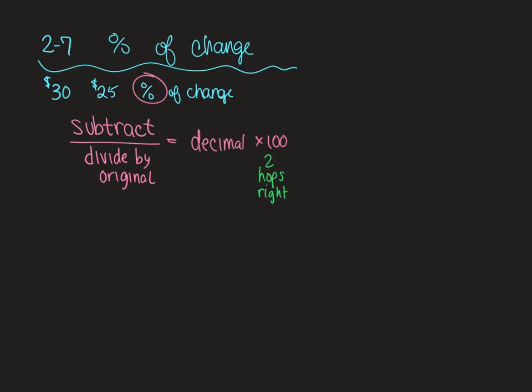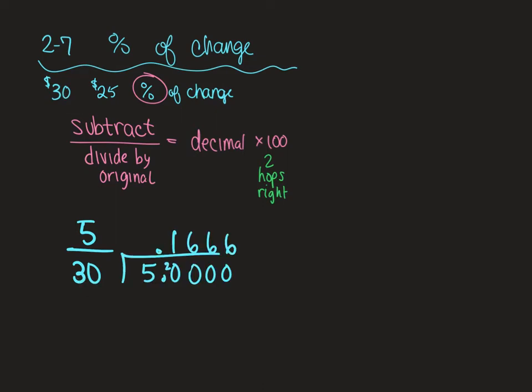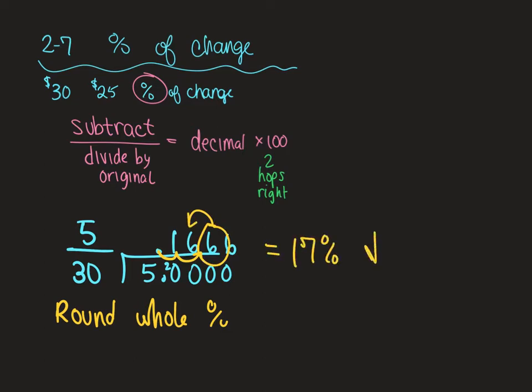So in this case, I'm going to do 30 minus 25, divide by 30, because 30 was the original price. This item started at $30, so I'm going to divide by 30. When I divide, I get 0.166666 repeating. Either multiply by 100 or hop twice, and the directions in the book are going to say round to the nearest whole percent. So this neighbor right here would make that go up. So final answer, 17% decrease.